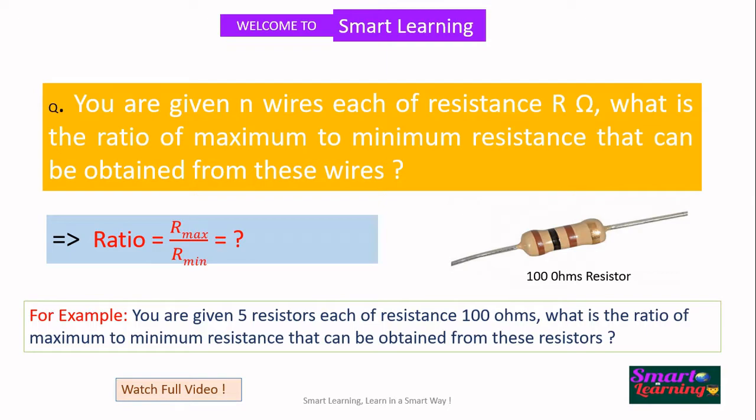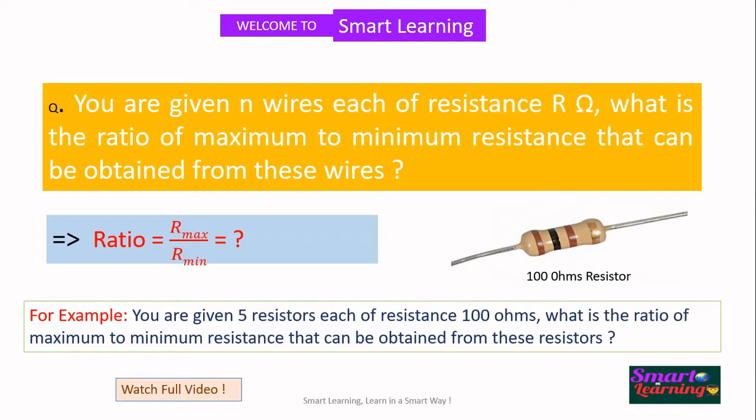In this video, we will be discussing the solution of this question. You are given n wires, each of resistance R ohm. What is the ratio of maximum to minimum resistance that can be obtained from these wires?